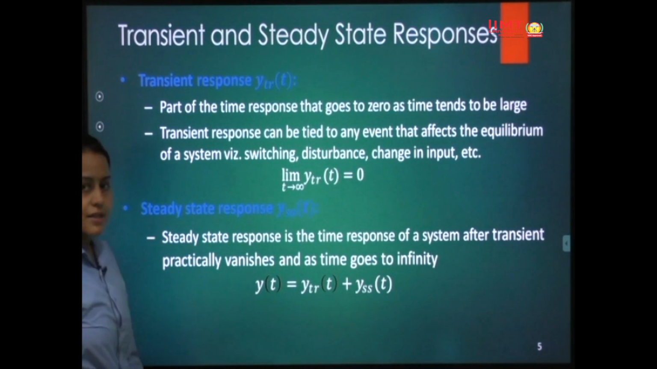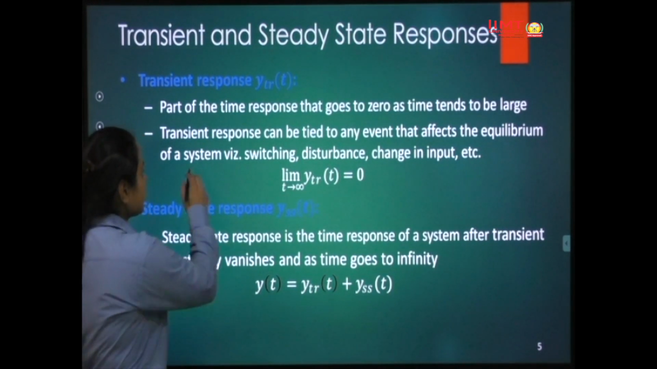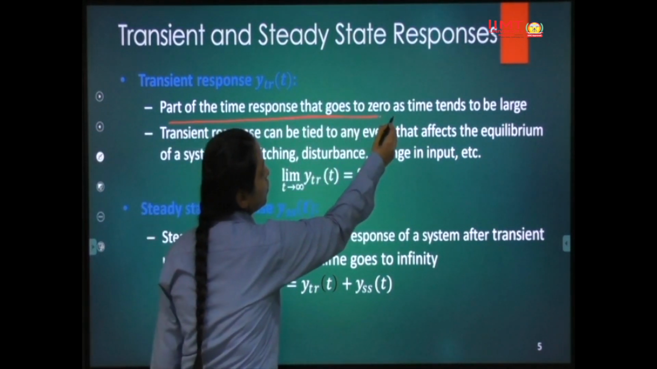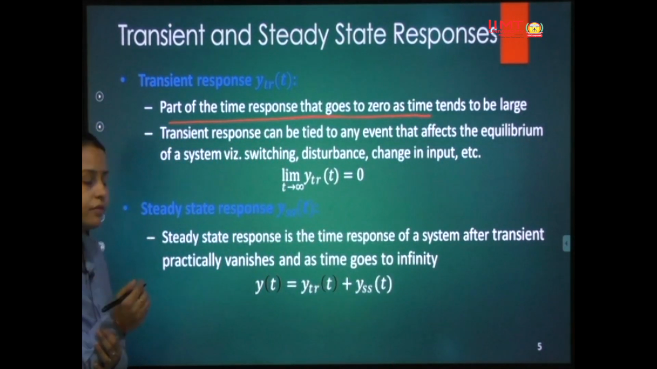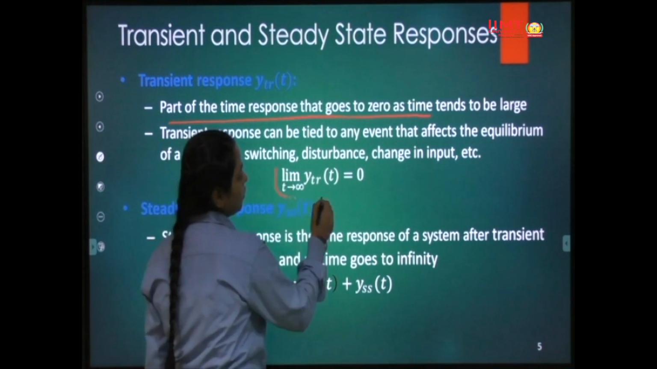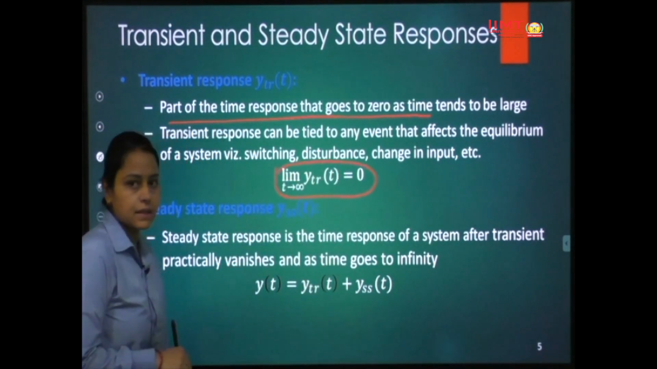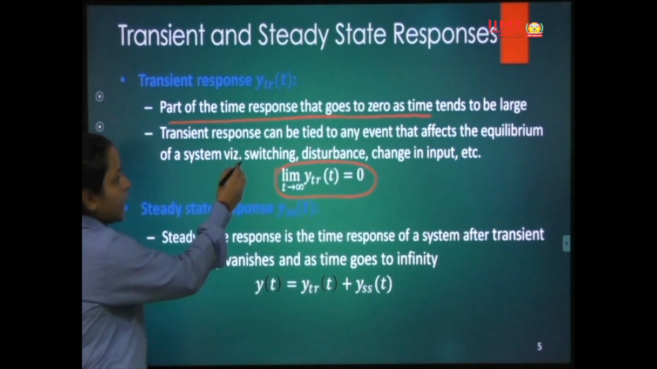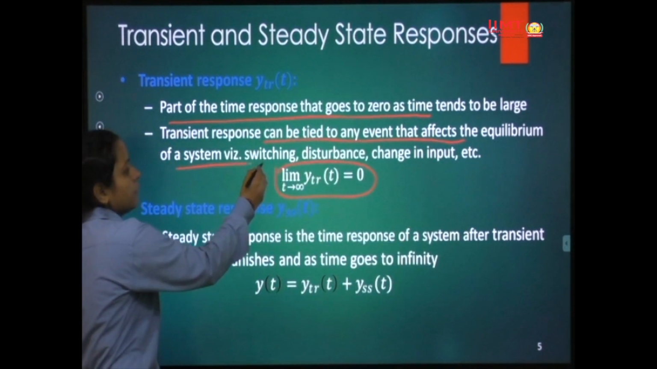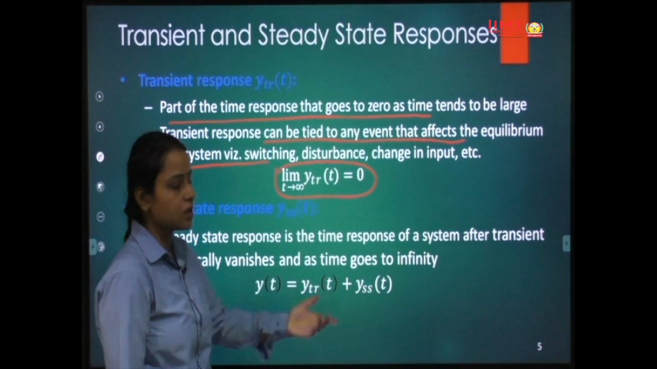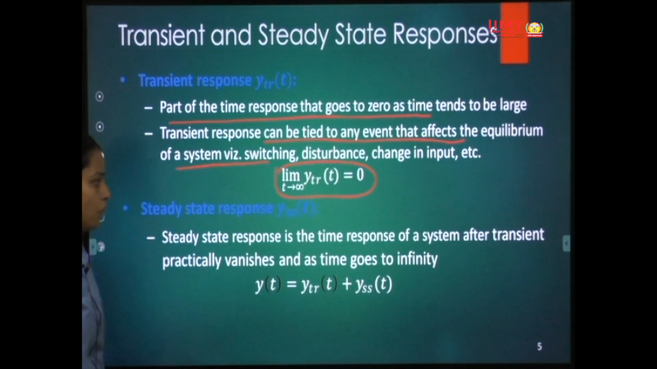Next is transient response and steady state response. Transient response is that which goes to zero as time tends to be large. As time tends to infinity, it goes to zero. So this is called the transient time. This can be tied to any event that affects the equilibrium of a system, which can be switching, disturbance, change in input, or any kind of fault.